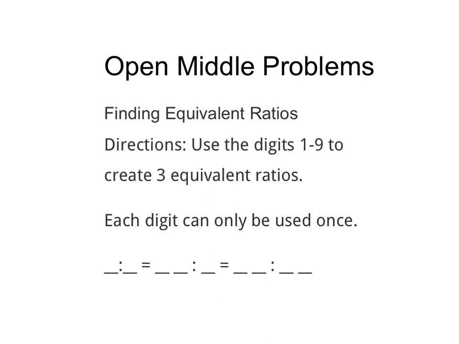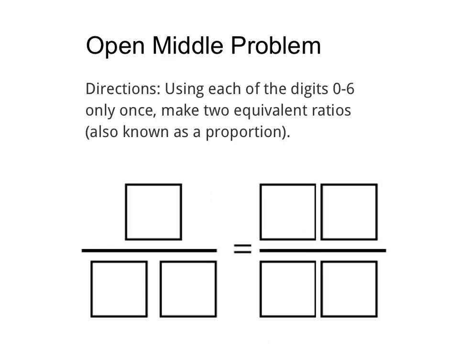It's a pretty hard challenge, but I think you guys might be able to see what you get, and then maybe write down what you're thinking and what worked and what didn't work. And then your next one, so here's your next open middle problem that I want you to also try. Using each of the digits 0 through 6, so this time you can use a 0 only once, make 2 equivalent ratios, also known as proportions.